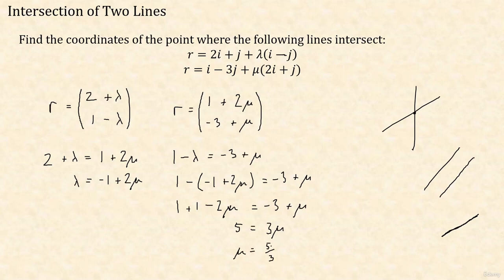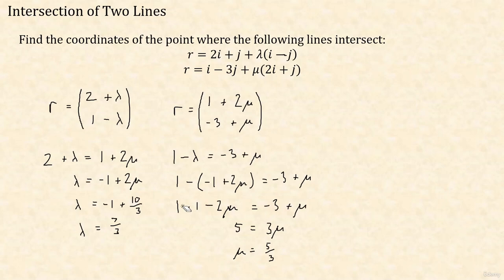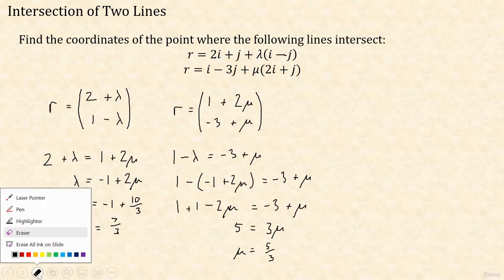5/3, and if I then substitute that back into here, I'm going to get lambda equals -1 plus 2 mu, which is 10/3, and simplifying that, I get lambda is 7/3. Now, that's not my answer because my answer is coordinates. My answer needs to be some coordinate values, and I can just sub either of these into their respective equations.